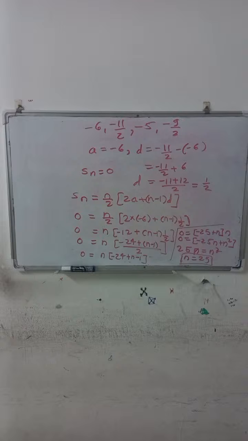Okay, I will repeat the question. In an AP of 50 terms, the sum of the first 10 terms is 210 and the sum of the last 15 terms is 2565. Find the AP. Okay, can you try this question?